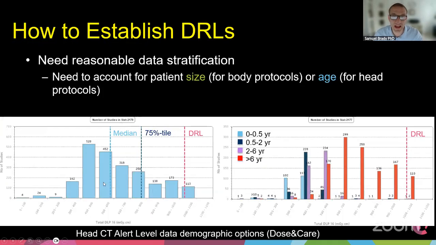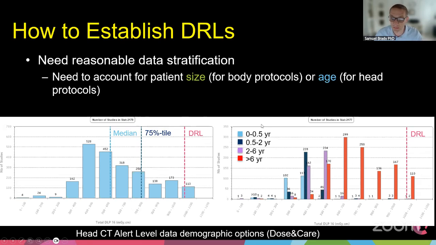Now, when you take that data at the national level, you need to make sure you stratify it by patient demographic. And this is one example. Here on my left are my head CT. This is all the head CTs performed at my hospital for a given, I think, half a year. I can't remember the time frame. Now, we're a pediatric hospital. And so when you look at the data, here's our national DRL. Here's our patient population 75th and 50th percentile. So you can see there are some studies that do exceed the DRL.